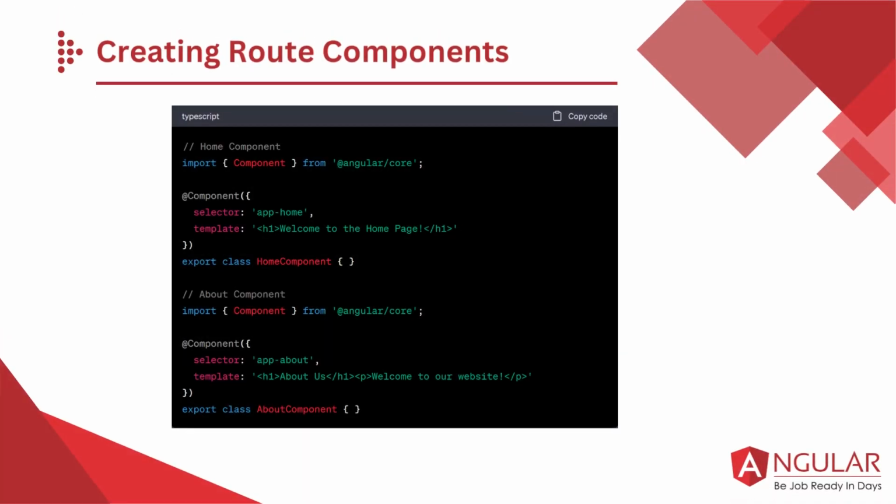2. Creating route components. Once we've set up the router, we need to create components for each route defined in the routes array. In our example, we've defined 2 routes, the default route for the home component and the about route for the about component. Each component represents a different view that will be displayed when the corresponding route is navigated to.